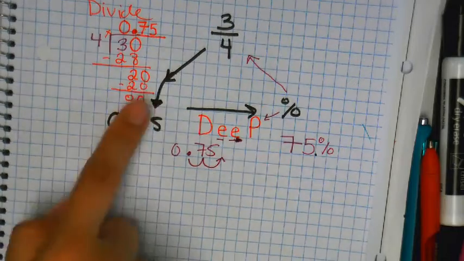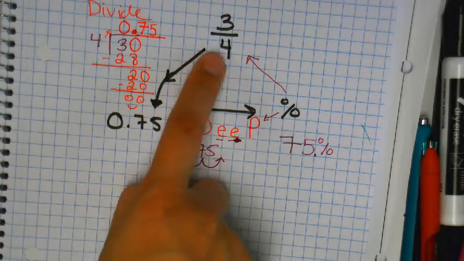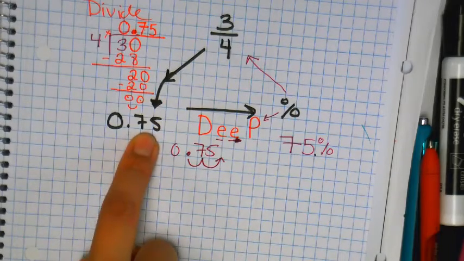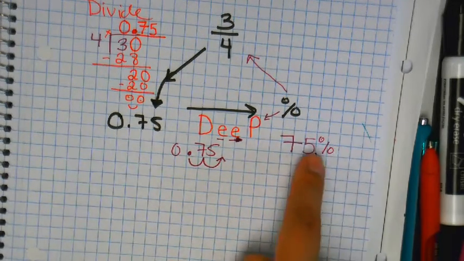These are all equal to each other. 75% is 3 out of 4. 3 out of 4 is equal to 0.75. 0.75 is equal to 75%. 75% is equal to 0.75.